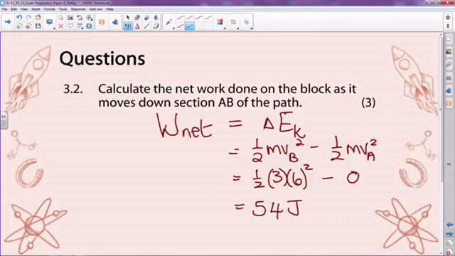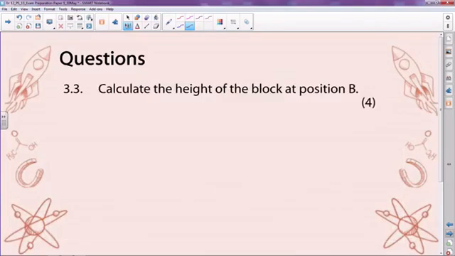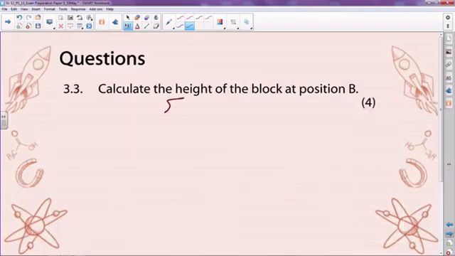Okay, now the next question I'm actually just going to do with you because we've done one like this. What they now ask you to do is to calculate the height of the block at position B. And because it's height, we know initial velocity, final velocity, and we already know what that height is. So we want to know what the height at point B is. We know velocity, so we're going to use the same concept we used in the last question, in that we're going to say the mechanical energy at A is equal to the mechanical energy at B.